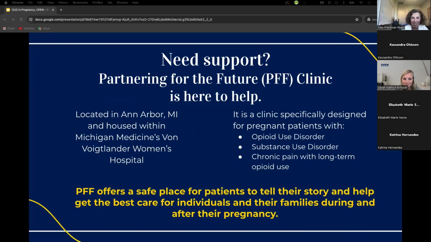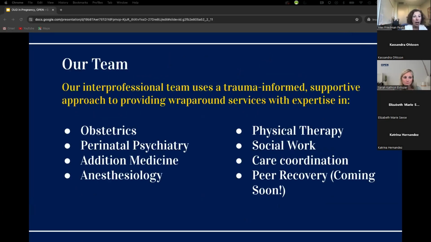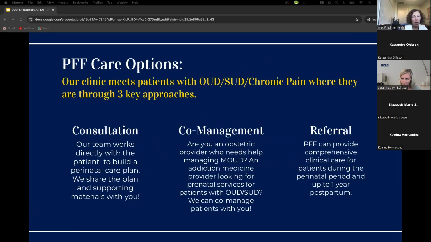If you need support in caring for your birthing people with substance use disorder, the Partnering for the Future Clinic is here to help. We are at the University of Michigan in the Von Voigtlander Women's Hospital, and we care for patients with opioid use disorder, substance use disorder, and chronic pain. We have an interprofessional team that provides comprehensive wraparound services. And we can provide care in 3 key ways: consultation, just helping your patient to have a care plan that they'll return to you with; co-management, working hand in hand to manage; or complete referral, where we'll happily take care of patients up to 1 year postpartum.